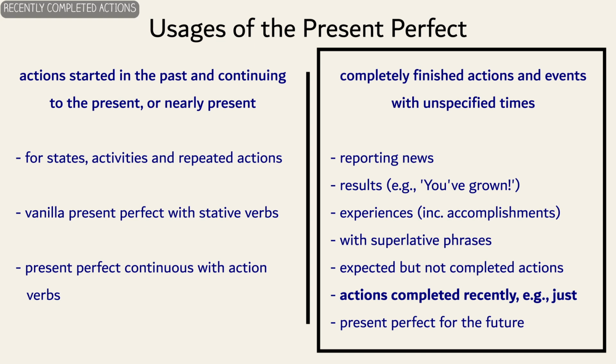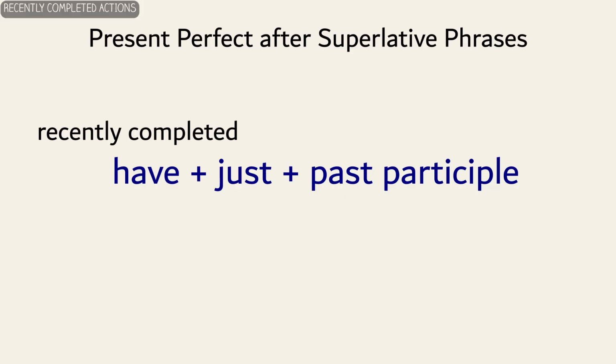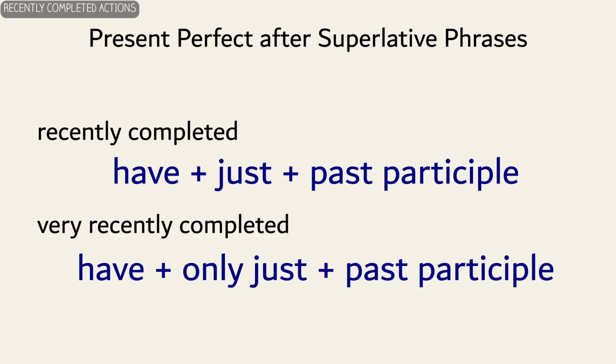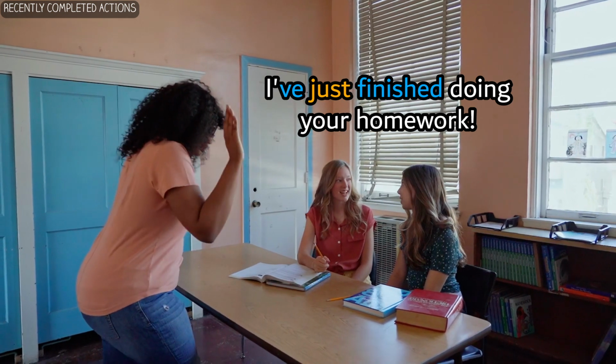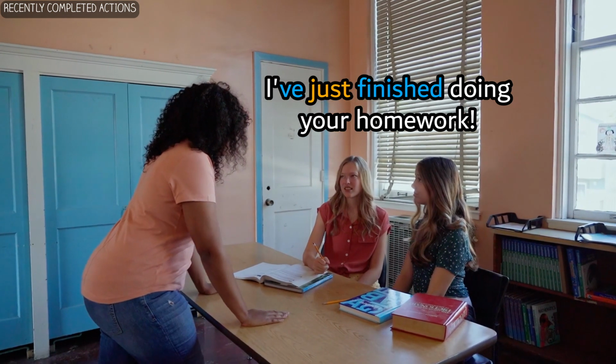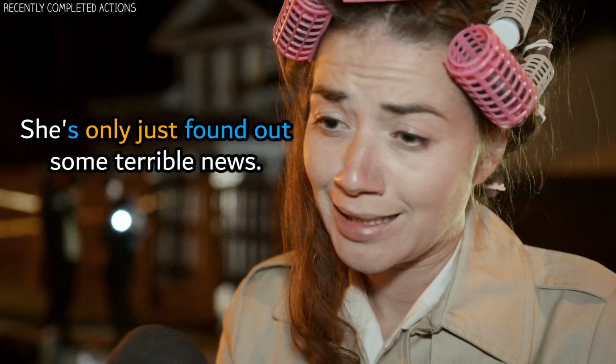Okay? Alright, moving on. We can use the present perfect to talk about actions that were completed recently. Their relevance to the present is their close proximity to it. To show the action is recently completed, we use the adverb just before the past participle. To show the action was done very recently, say a minute before, we use only just. So, "I've just finished doing your homework," or "She's only just found out some terrible news." Okay, do you see what I mean?